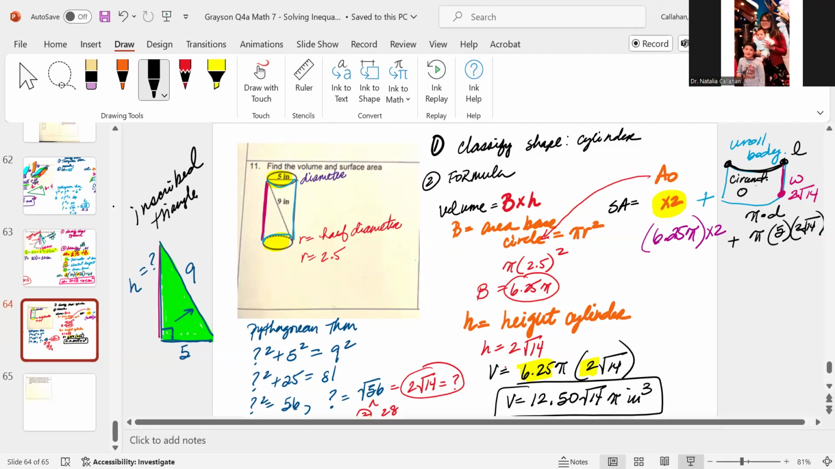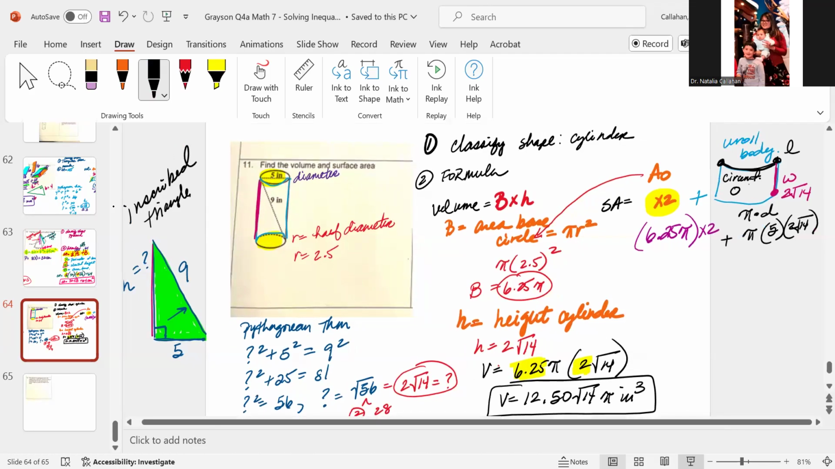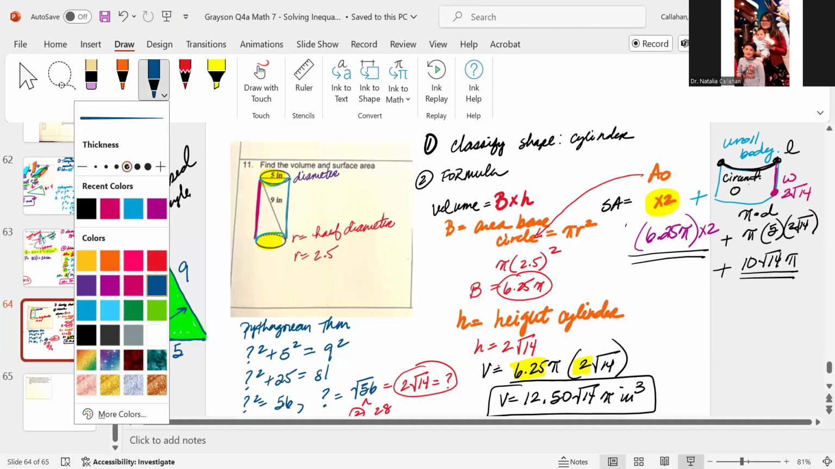I know this is hard. I get it. And we're going to practice that over the weekend. Okay. 5 times 2 is 10 square root 14 pi, right? That's everything. So you're going to take this part right here plus this part right here. Okay. So let's put it together. I know, it's a lot.